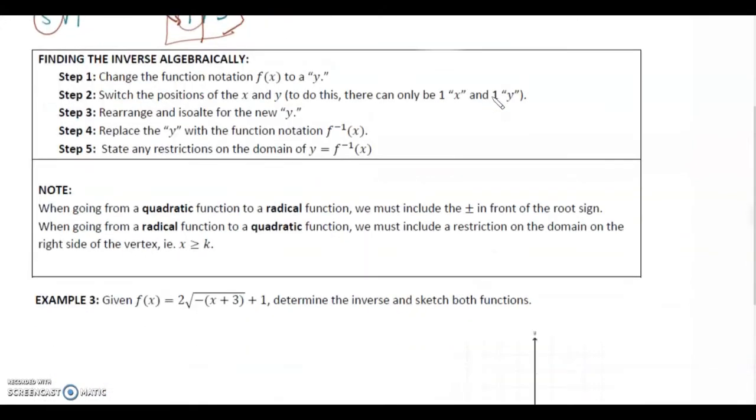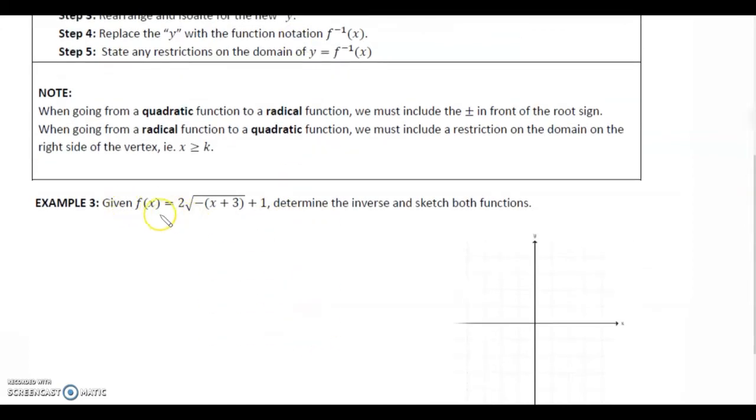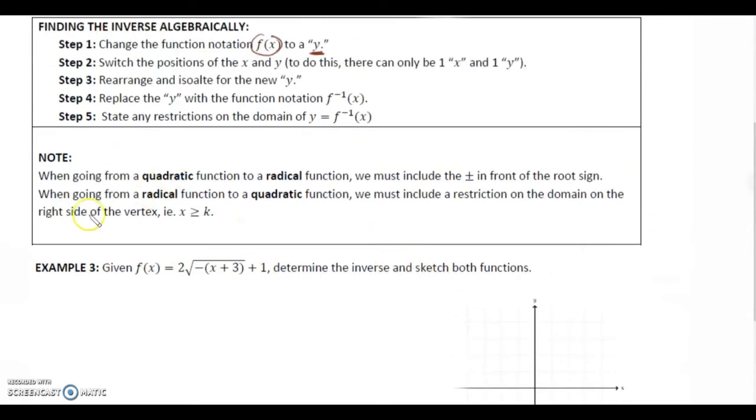Okay, now, finding the inverse algebraically, here are the steps. So step one, what we have to do is change the notation from f of x to y. And while I go through these steps, why don't we actually start on example 3, because we're given a function and we have to determine the inverse and then sketch. So step one, instead of writing f of x, I'm going to write this as y equals, keeping everything else the same: 2 square root of negative x plus 3, and then plus 1.